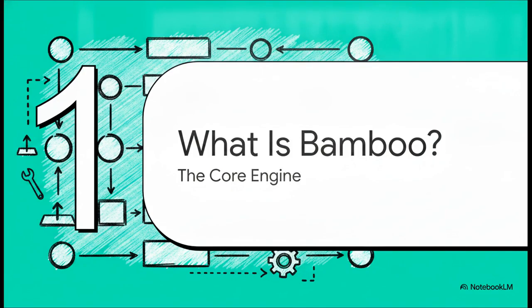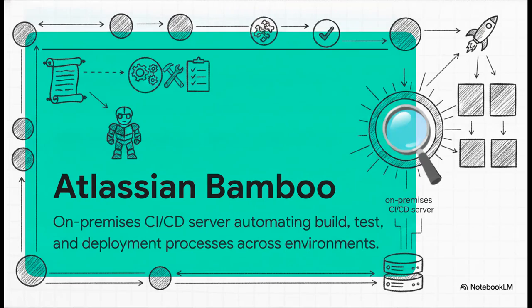Section 1. What is Atlassian Bamboo? The core engine. So, drawing from our sources, Atlassian Bamboo is an on-premises CI/CD server. If your code is the hero of our story, Bamboo is kind of like the wise mentor, guiding it along the path. And it does this through highly configurable workflows. First, you've got build plans, which are used to compile the code and run automated tests. Then, following that, you have deployment projects. These take those successful builds and release them across your different environments, things like development, staging, and finally, production.